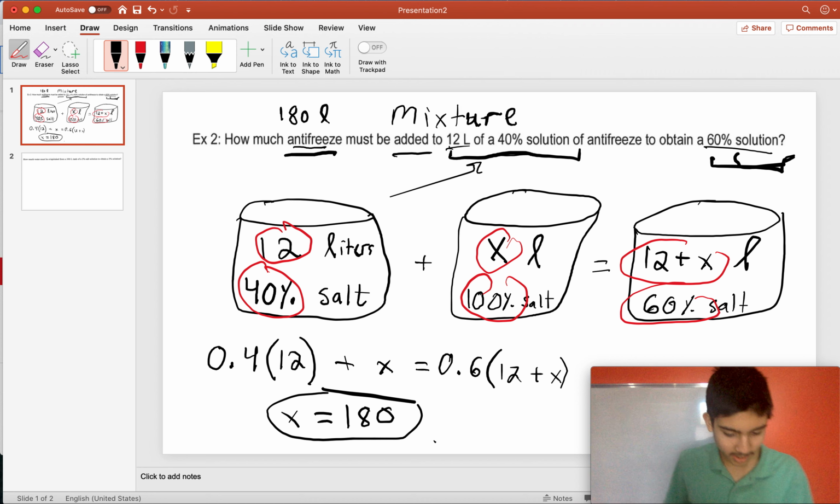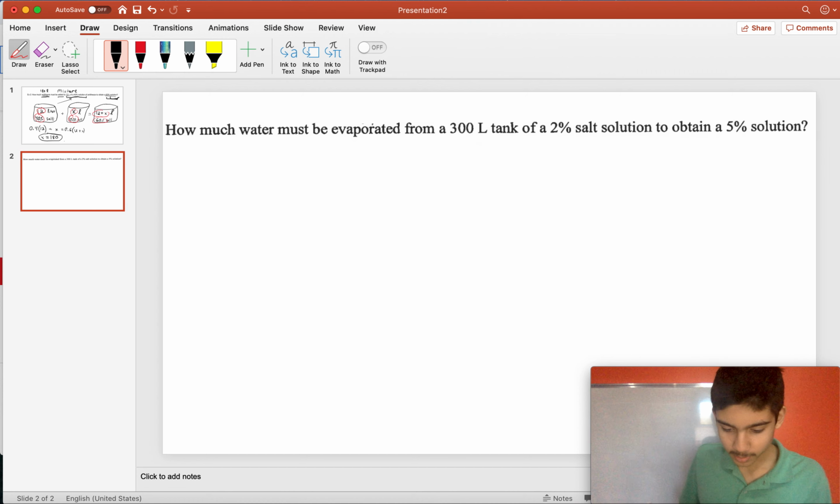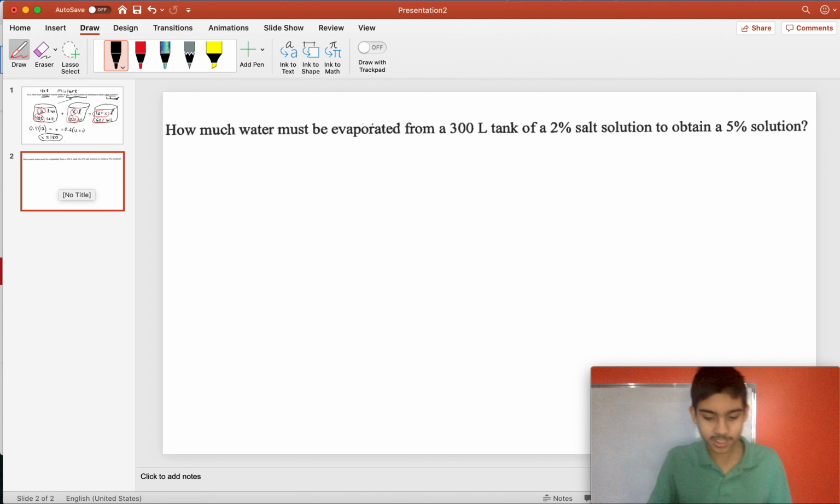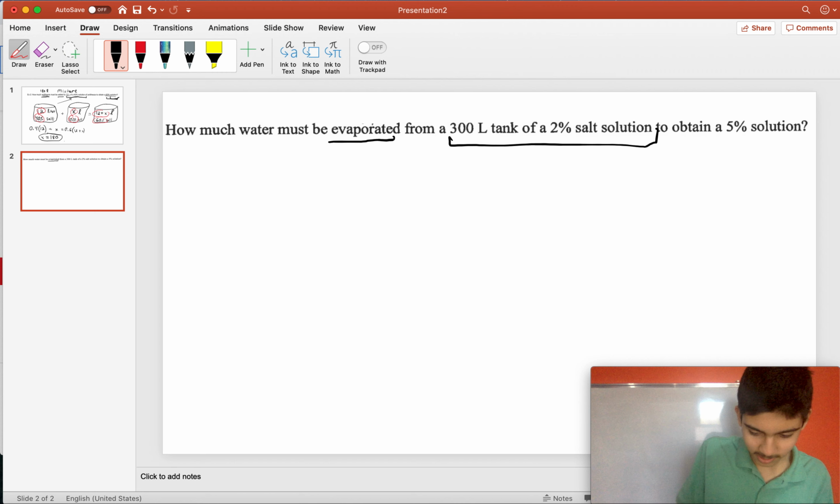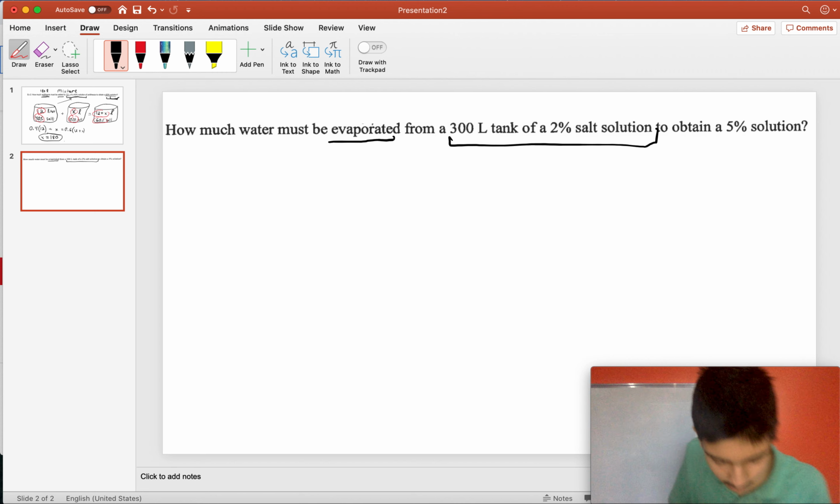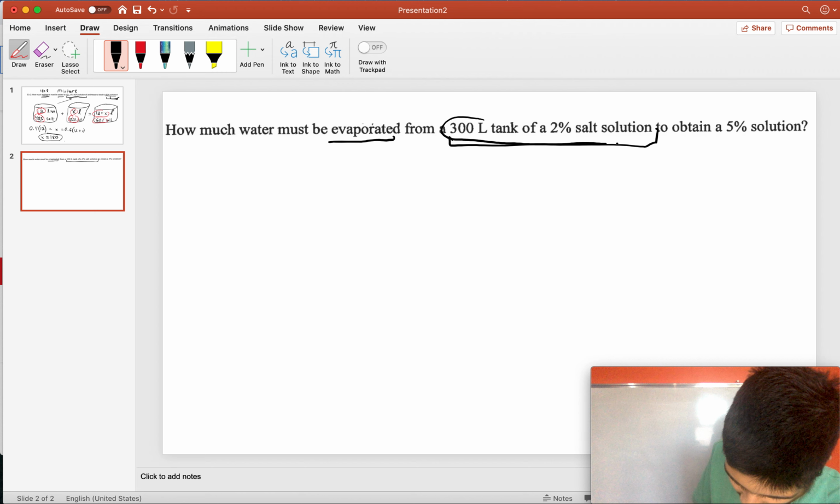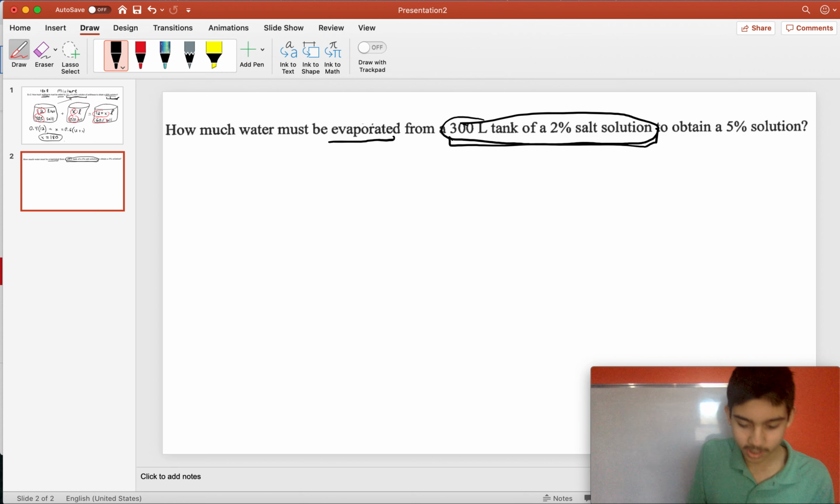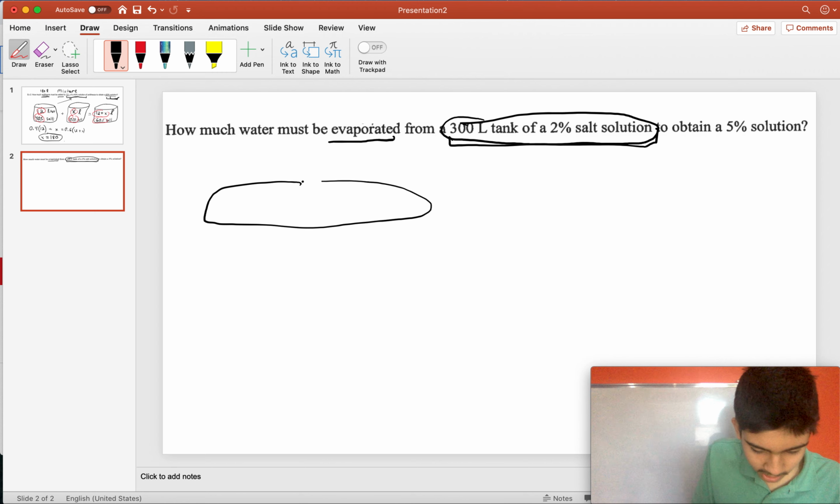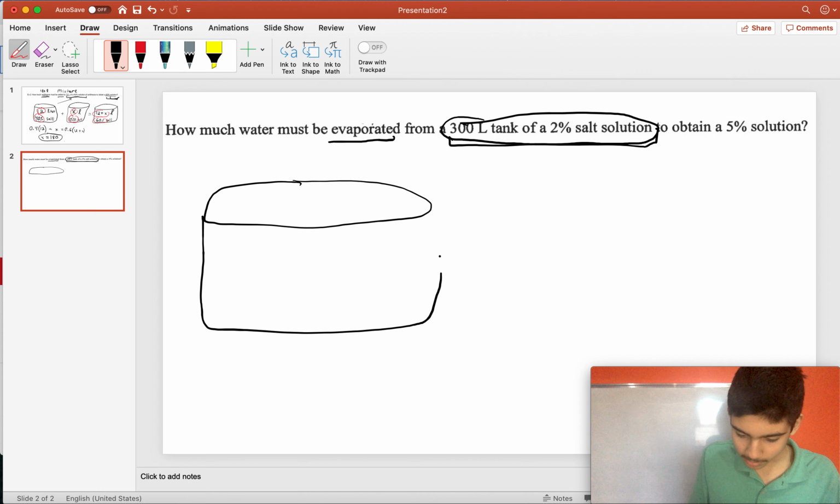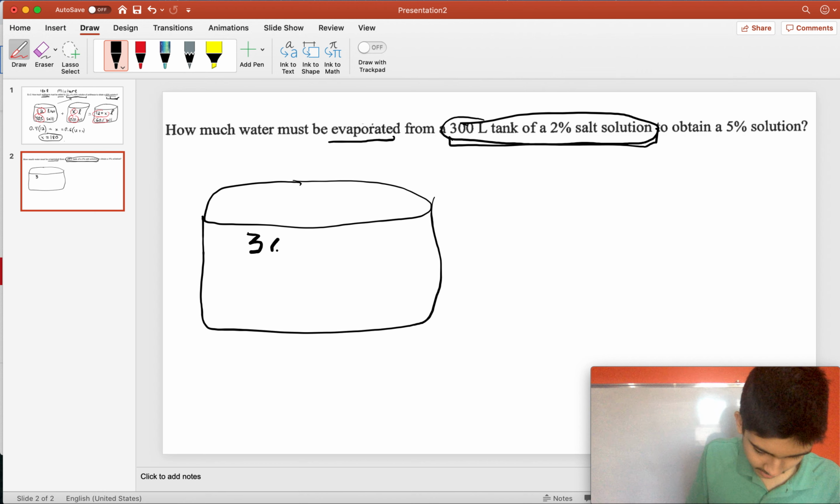Alright, now let's look at a quick example that's not adding, but subtracting. In this case, they're saying how much needs to be evaporated. Again, this one actually uses salt, so it's easier to visualize. So let's say we have a 300-liter tank of 2% salt. So let's draw that. We have 300 liters, a very big tank, and it has 2% salt.